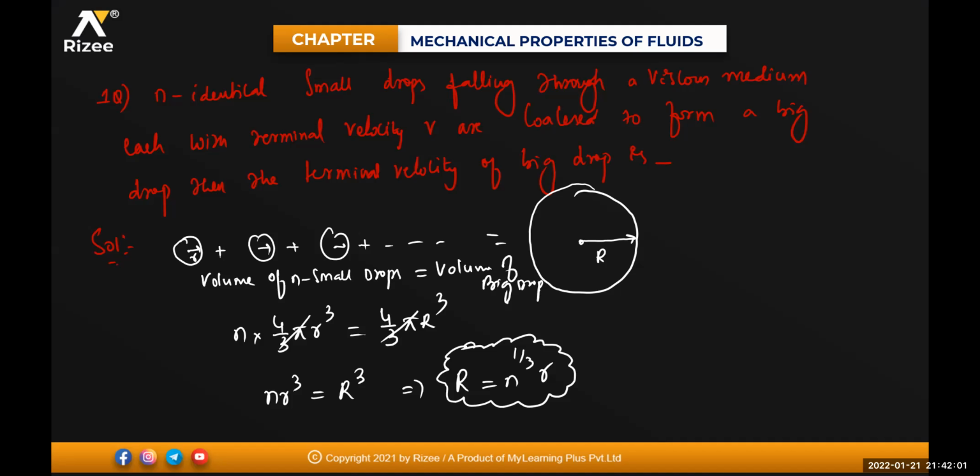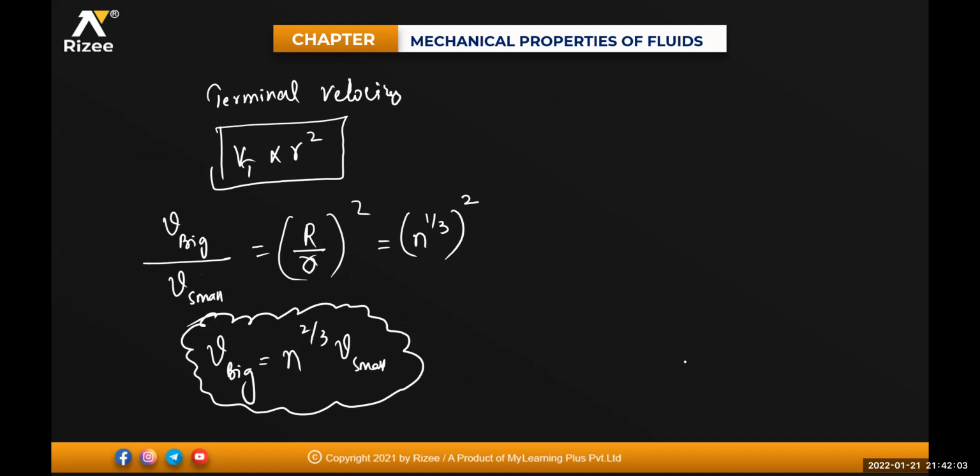Okay, that is the reason I got the relation between capital R and small r. And terminal velocity, we already know, is directly proportional to r square. So terminal velocity of bigger droplet divided by terminal velocity of the smaller droplet is equal to capital R divided by small r to the power of whole square. That is n to the power of 1 by 3 whole square. So velocity of the bigger droplet is equal to n to the power of 2 by 3 times the velocity of the smaller droplets.